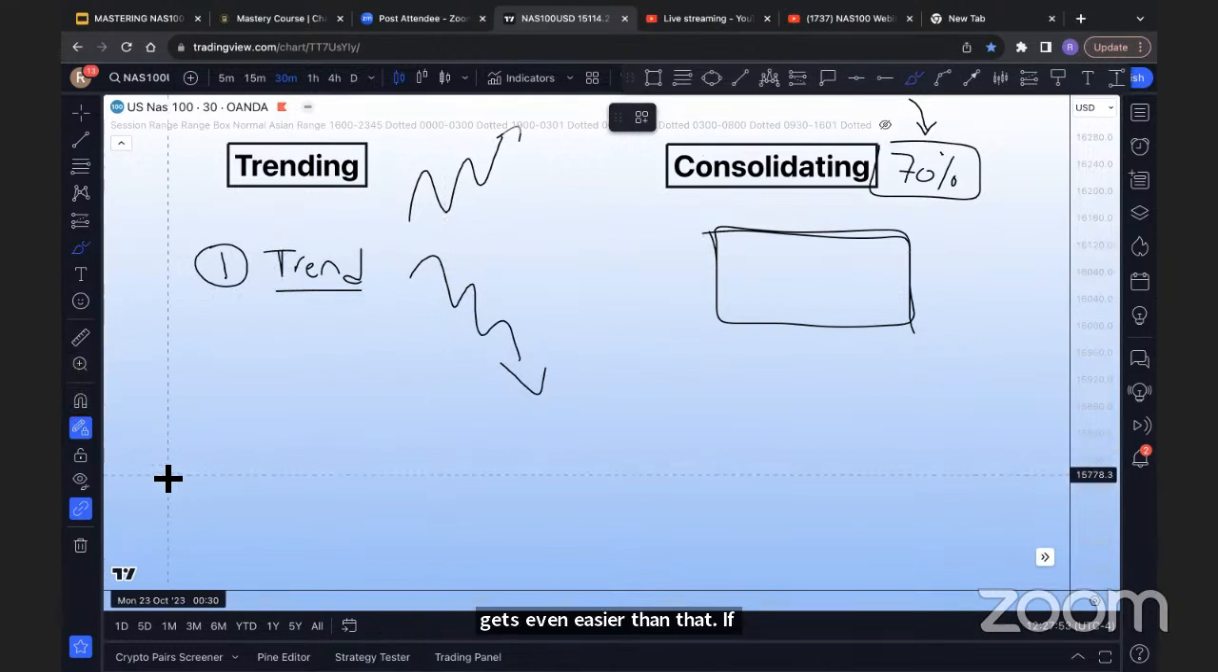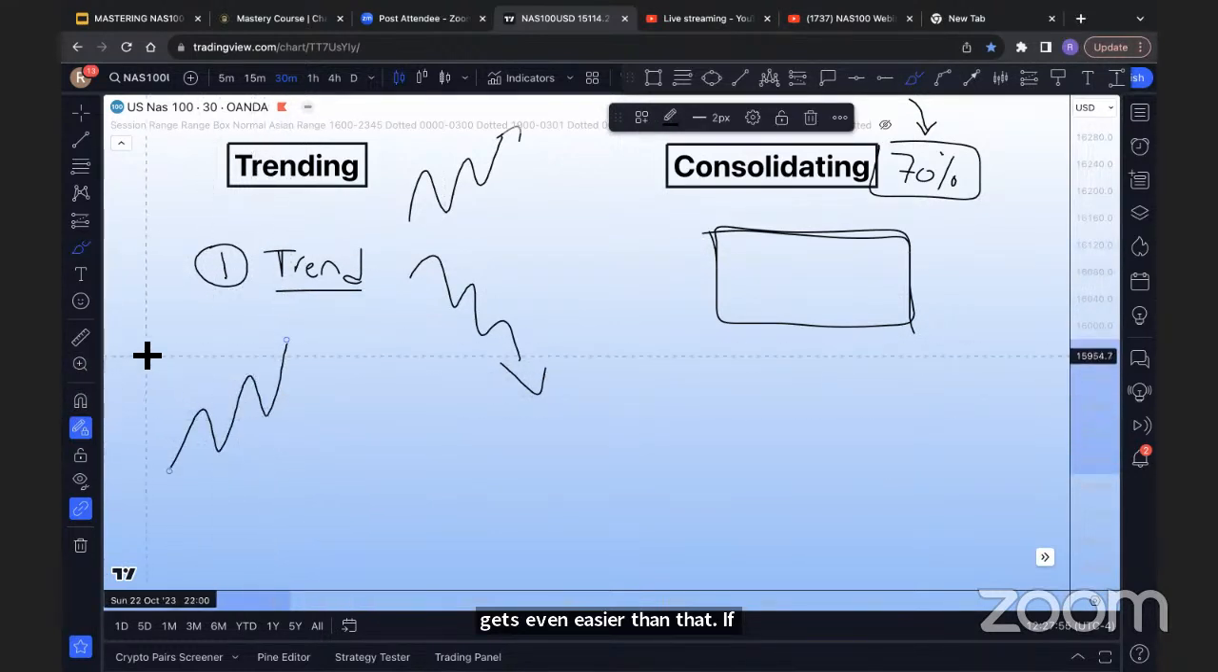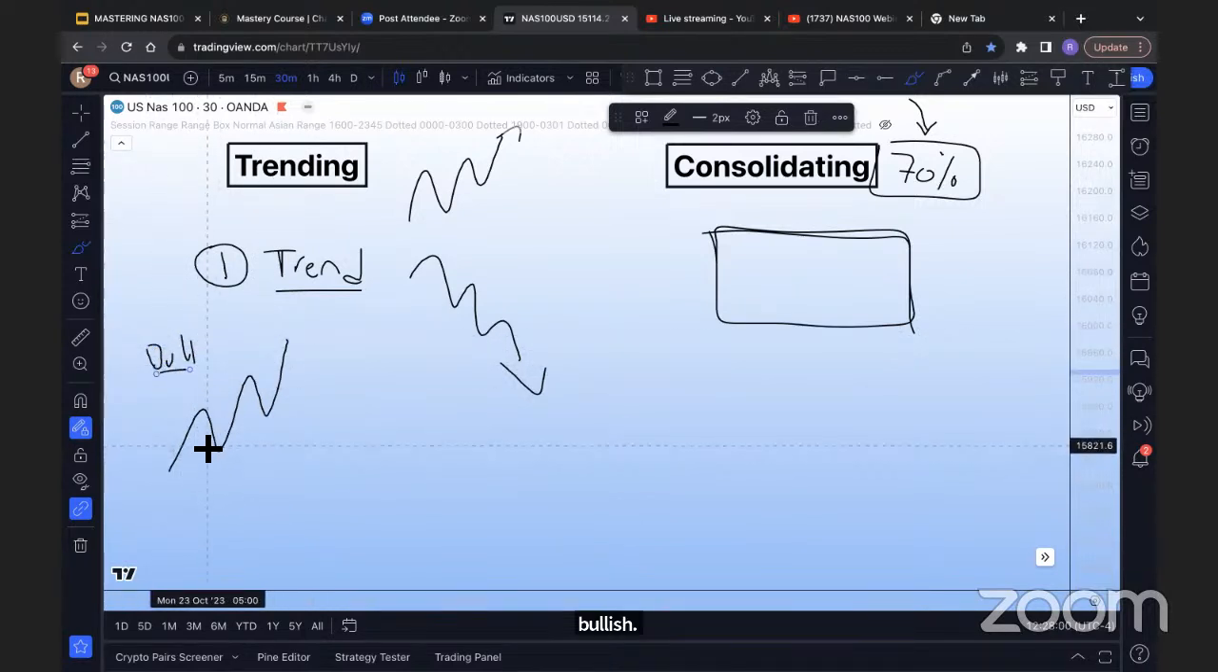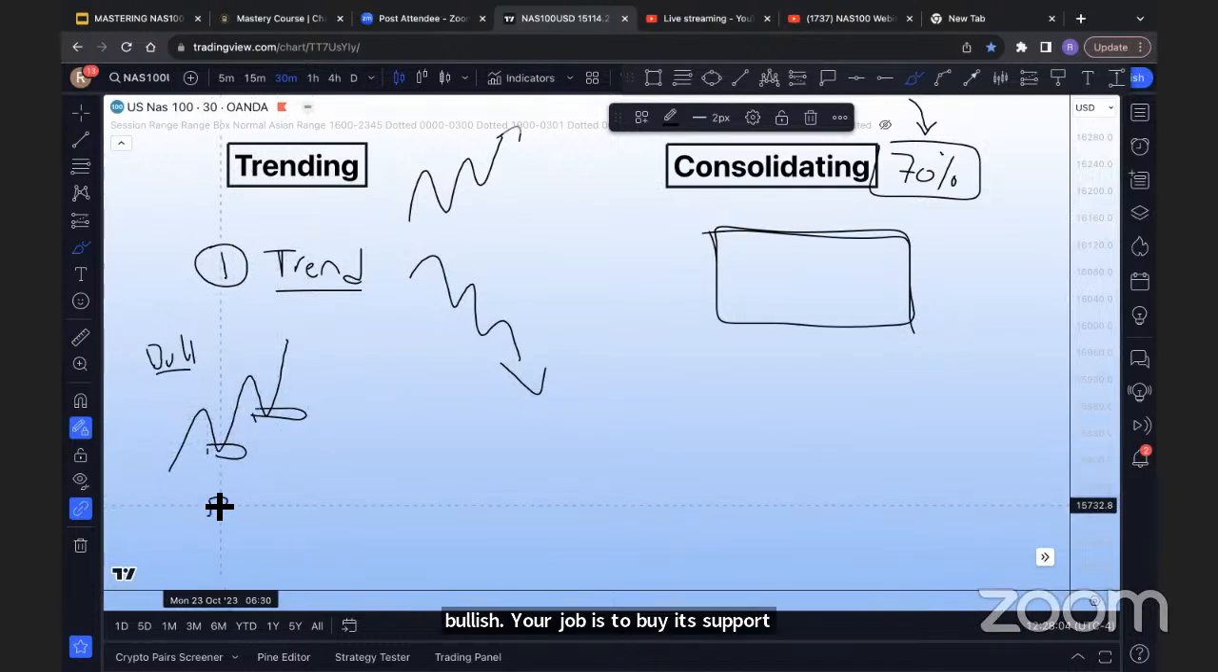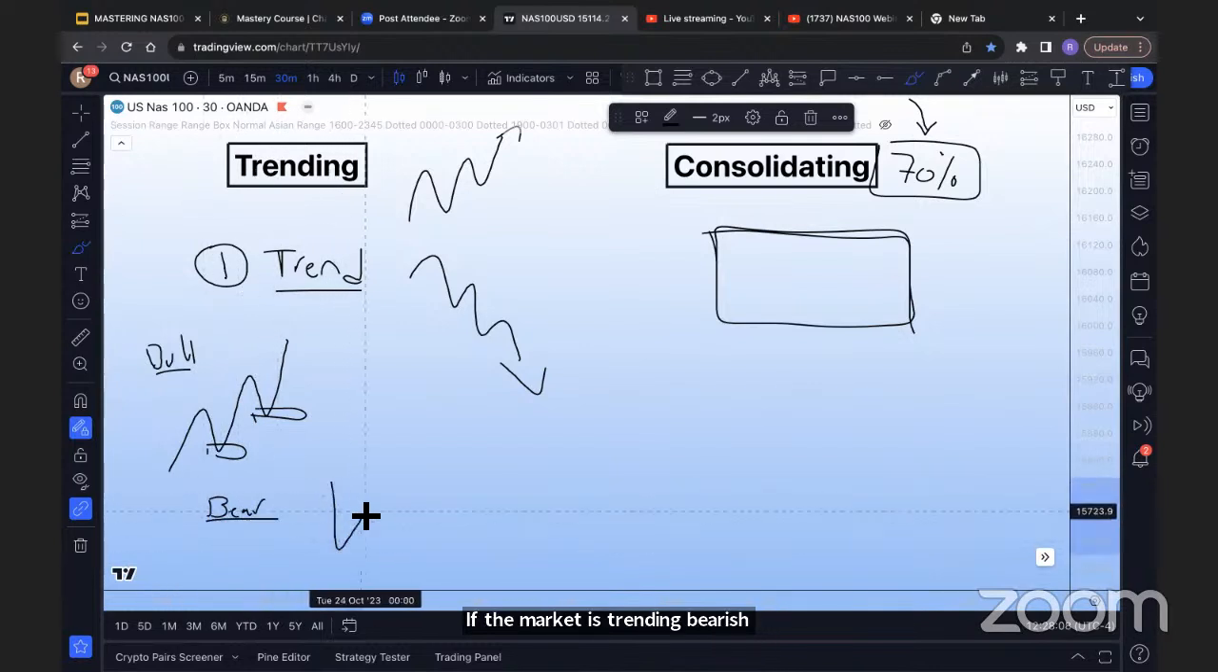If the market is trending bullish, I'm going to put BULL right here. If the market is trending bullish, your job is to buy at support. If the market is trending bearish, your job is to sell at resistance.